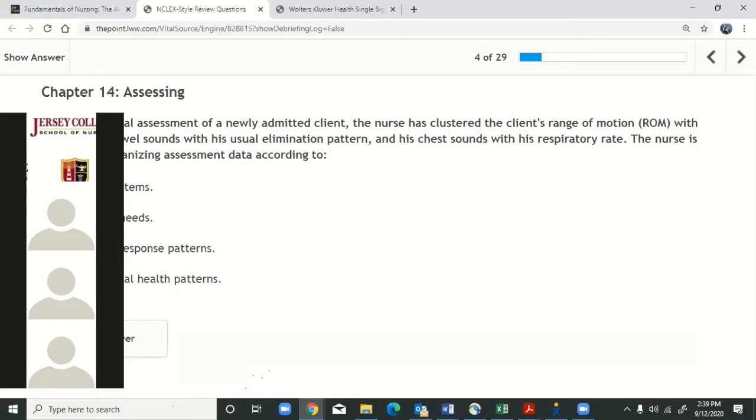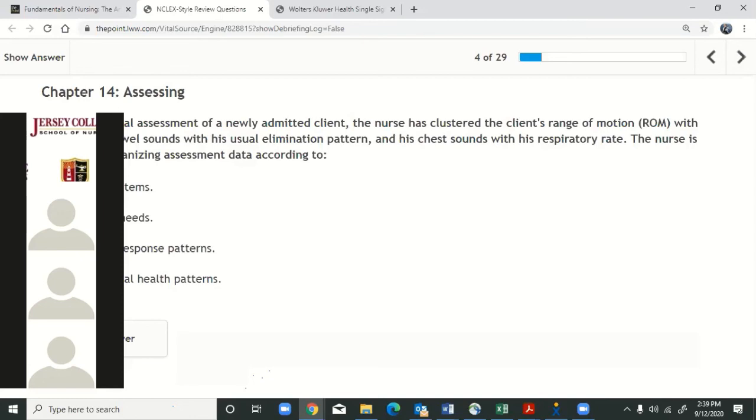We're not talking about human needs because human needs would be things like what? Like shelter, food, safety, physiologic, those kind of things, right? Yeah. Okay. We're not talking about response pattern either, right? Because we're not talking about how our patient responds to this process.